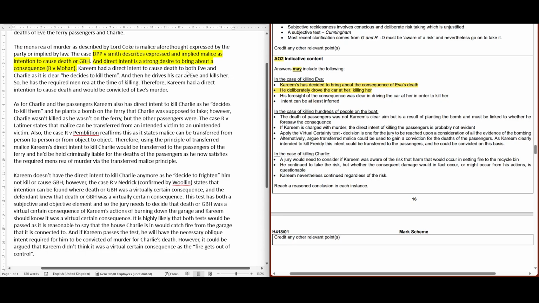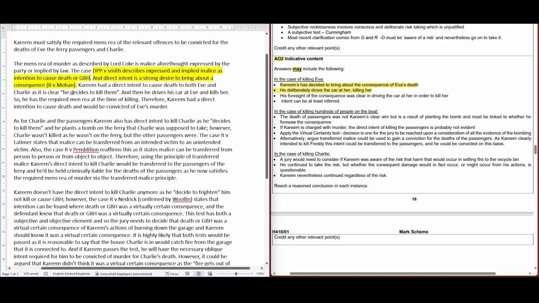Kareem had a direct intent to cause death to both Eve and Charlie. And it's also the relevant part of the scenario is stated, showing that we are applying the relevant law to relevant parts of the scenario. And then he drives his car at Eve and kills her, part of the AO2. And then here it's being expanded. So he has the required mens rea at the time of killing. Therefore, Kareem had a direct intention to cause death and would be convicted of murder. Direct intention to cause death.